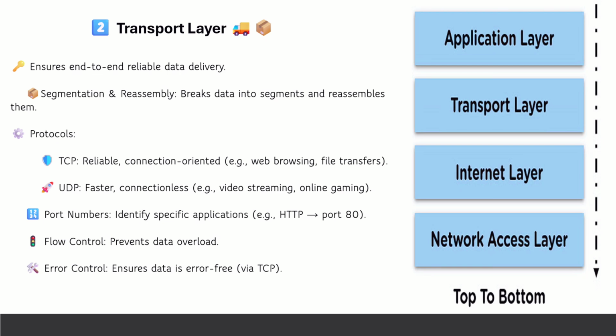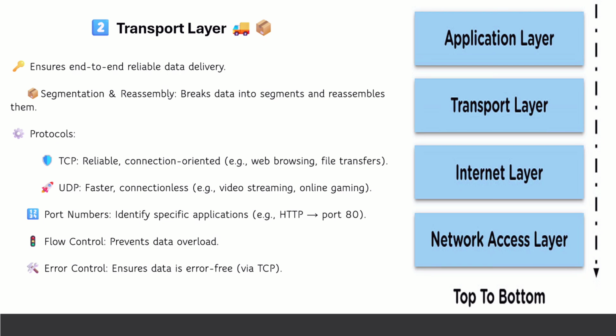Key protocols. TCP, Transmission Control Protocol, provides a connection-oriented, reliable, ordered delivery of data. It includes mechanisms for error detection, retransmission, and flow control to ensure that data arrives correctly and in the right sequence. TCP is used by applications that require high reliability, such as web browsing and file transfer.